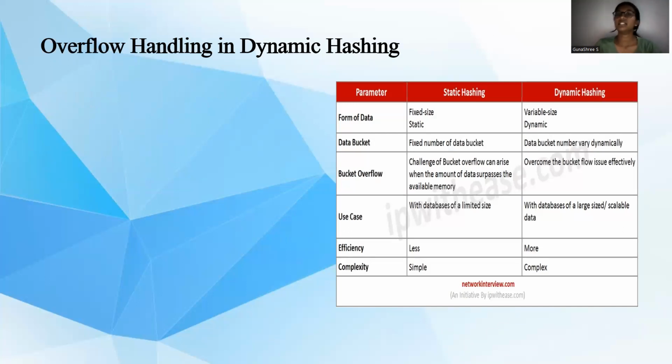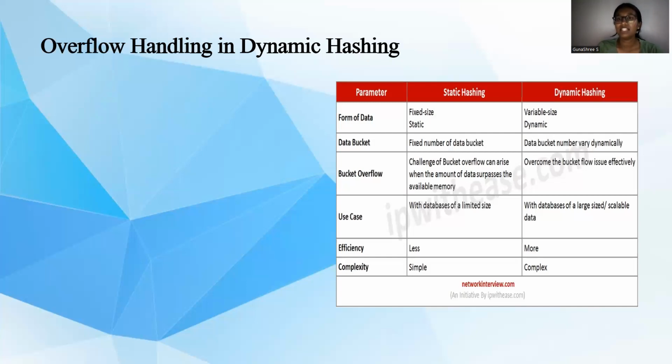Moving on to the next comparison between static hashing and dynamic hashing. As stated earlier, static hashing is a fixed size form of data, whereas dynamic hashing is a variable size form of data, that is, n number of inputs can be taken again and again. Data buckets: a fixed number of data buckets will be present in static hashing. In dynamic hashing, the number of data buckets will vary dynamically.